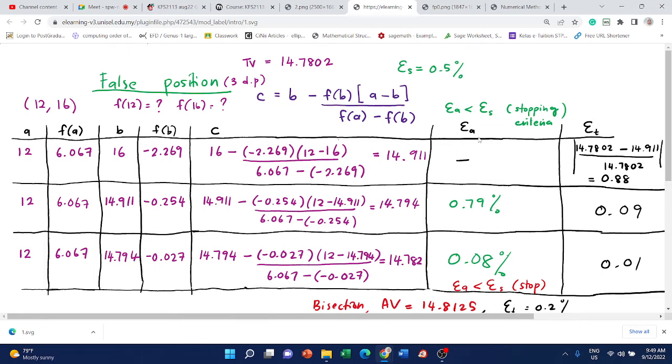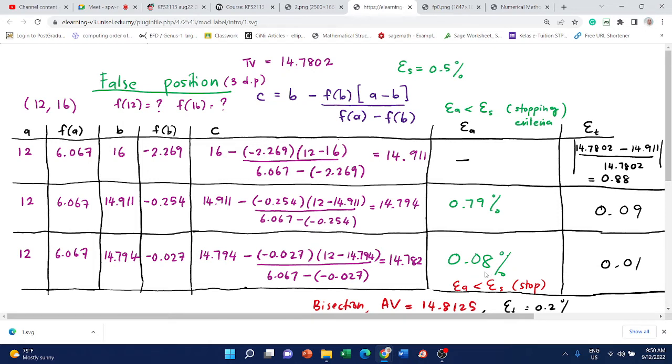Okay. So how do we get 0.79%? The step is this value minus here divided by this one. Take everything as positive value and then times 100%. Okay, you must get 0.79%. So you can see here, because our estimated error is 0.5, the 0.79 here is still bigger than that. Then you need to proceed with the computations.